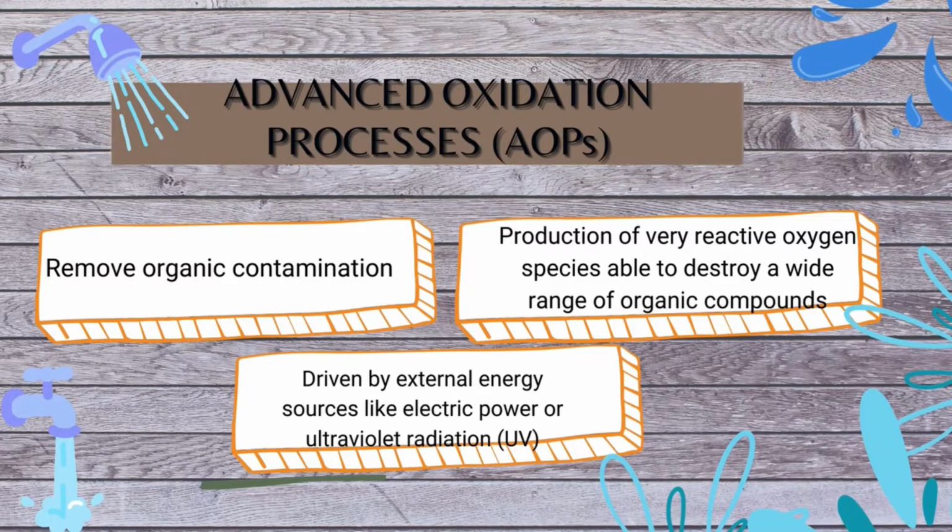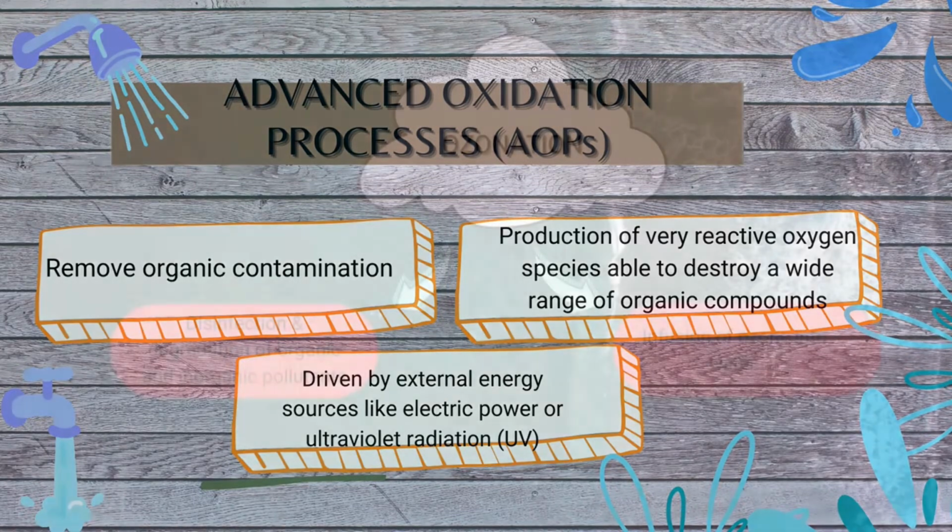This method also includes photo oxidation, electrochemical oxidation, ozonation and more. Firstly, the AOP's function is to remove organic contamination and dye from textile effluents. It is mainly based on in situ hydroxyl radicals, OH, to degrade pollutants. Production of very reactive oxygen species will be able to destroy a wide range of organic compounds because it is driven by external energy sources like electric power or ultraviolet radiation.